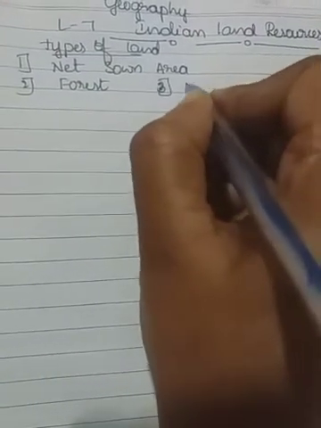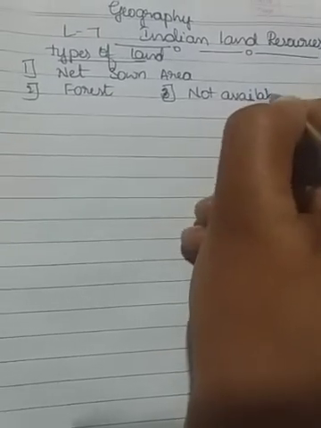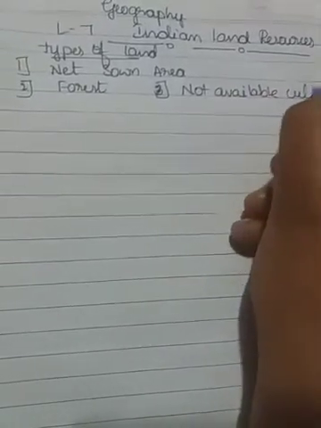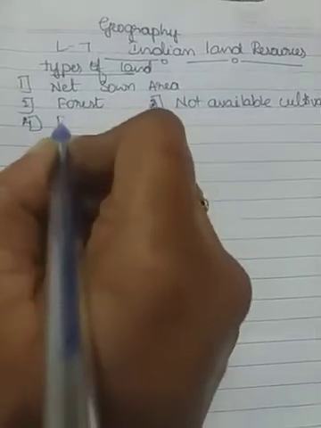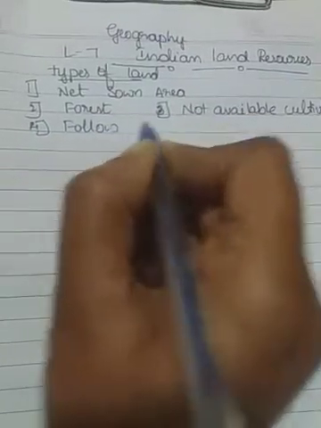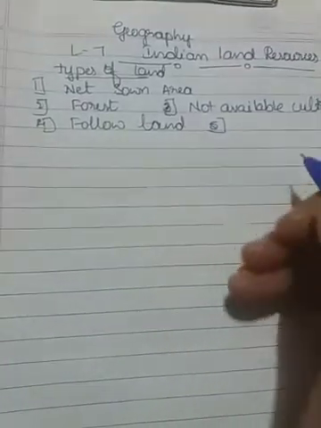The third one is land not available for cultivation, cultivationಗೆ ಯೂಸ್ ಮಾಡದೇ ಇರುವಂಥದ್ದು. Example, the hill region or the mountain region is not available for cultivation. Next is fallow land, in the sense banjaru, not fertile land. Banjaru bhumi is called fallow land.